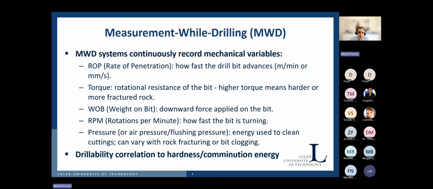Even before core recovery, we can infer lithology and hardness. For example, we know that hard rocks show low rate of penetration with high torque and weight on bit. Softer and altered rocks show high rate of penetration and low torque, and fracture zones cause fluctuating readings. From these signals, we can generate hardness and structural maps to outline grindability domains and geological boundaries.